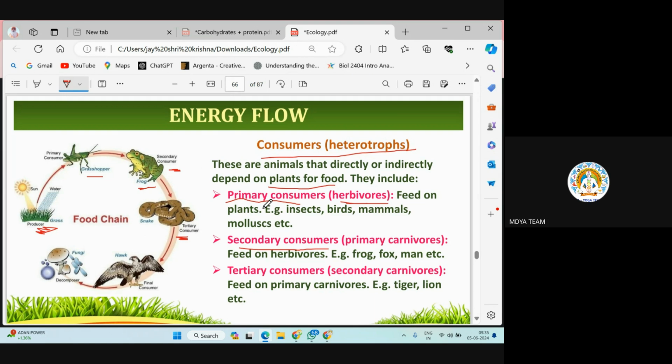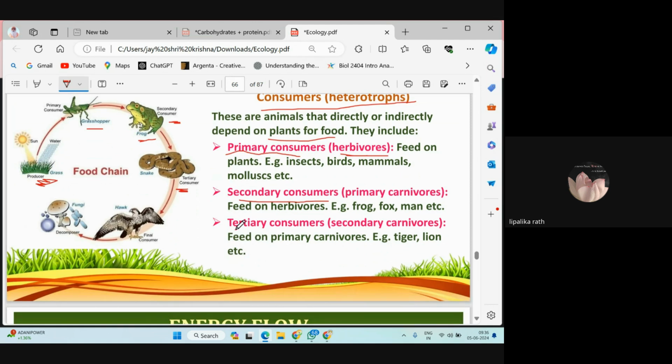Okay, it depends whether you are following vegetarianism or non-vegetarianism. If you are supporting vegetarianism, then ideally it would be primary consumers. Carnivores or herbivores. Actually, humans are omnivores, but if you are following vegetarianism, if you are following yoga philosophy or something, it will always be primary consumers only.